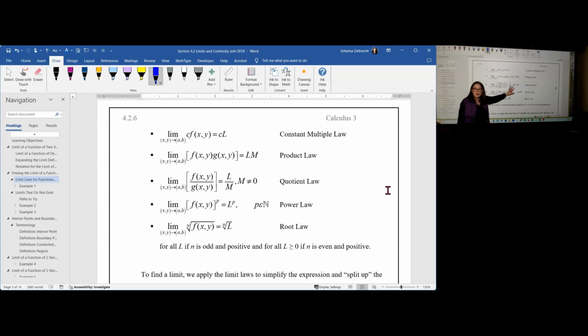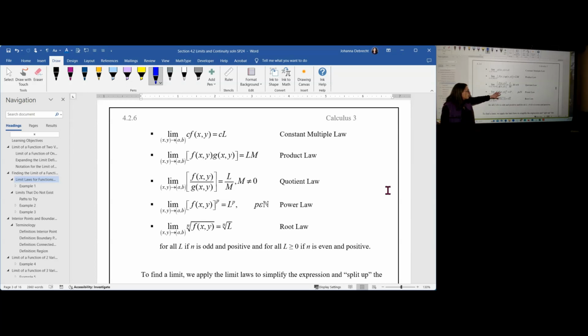What about the quotient law? We had this too in Calculus 1. In this case, the limit of f has to exist, the limit of g has to exist, and the limit of g can't be 0. Thou shalt not divide by 0. If that's the case, you could split this into two limits. The limit of f as a function of x and y divided by the limit of g as a function of x and y. That gives us the ratio L divided by M, as long as M is not 0.